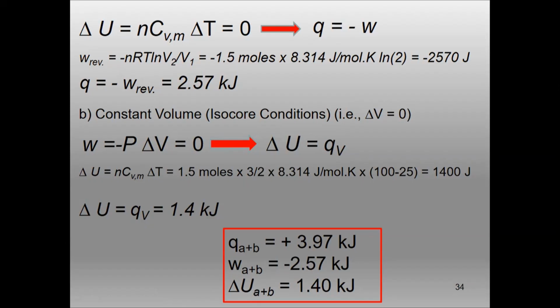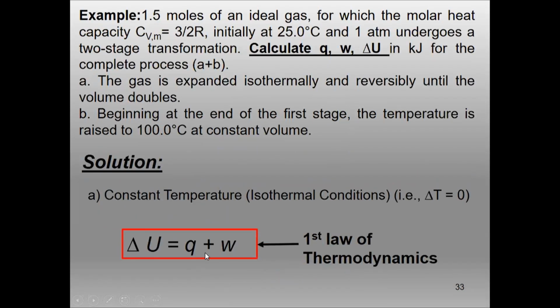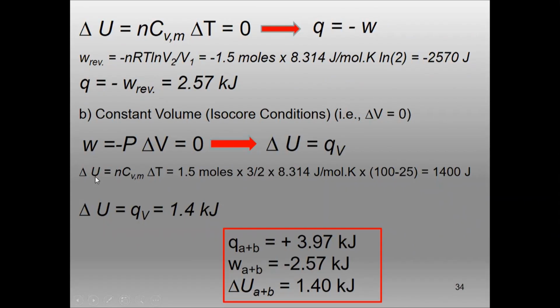Now the second condition is constant volume. You're working under constant volume, which is isochoric conditions. If delta V is 0, then the work, which is negative P delta V, goes to 0. If this equals 0, then delta U equals Q from the first law of thermodynamics. And what is delta U equal to? n CVm delta T. Do we have n? Yes, 1.5 moles. Do we have CVm? Yes, 3 over 2 R. And what is the value of R? 8.314 joules per mole Kelvin.